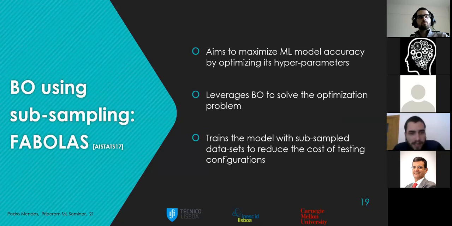This problem was tackled in this work called Fabolas, which aims to maximize the model accuracy by optimizing the hyperparameters of the model. For that, it leveraged Bayesian optimization to solve the optimization problem. The novel idea in this work was the use of subsampling in order to reduce the cost. So Fabolas deploys and evaluates configurations using subsample datasets in order to reduce the time and therefore the cost of testing a configuration.